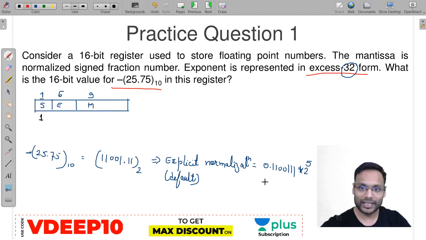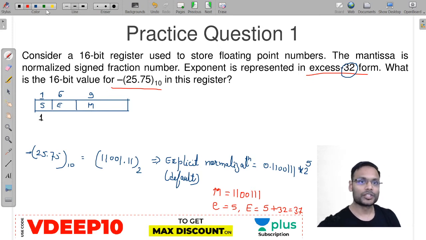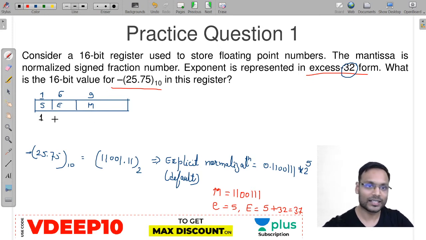Now from here can we get the mantissa? Yes, the mantissa is 1100 and 3 bar 0. And what is the original exponent? 5. Can we get capital E? 5 plus 32 which is 37. Let's store this. 37 is 36 plus 1, so 32, 4, 36 and 1. This is 37. Mantissa is 1100 and three times 1. This is 7 bits. You can have 2 more bits extra.